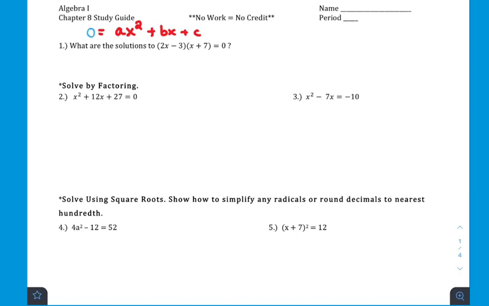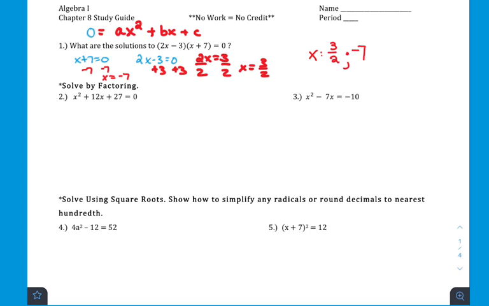So at number 1, it says, what are the solutions to this already factored polynomial when it equals 0? Well, we would just set these equations to equal 0 and solve for our x values, which are going to be 3 over 2, or 1.5, and negative 7. That would be our x-intercepts.